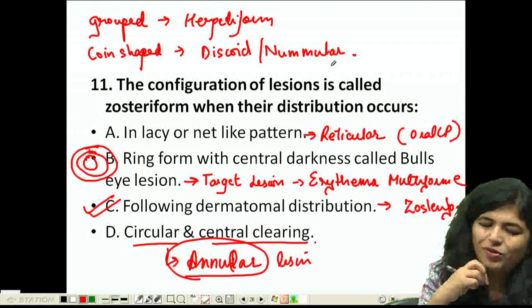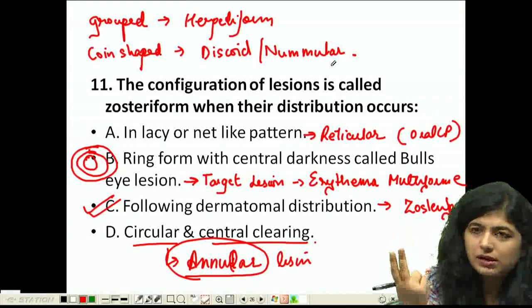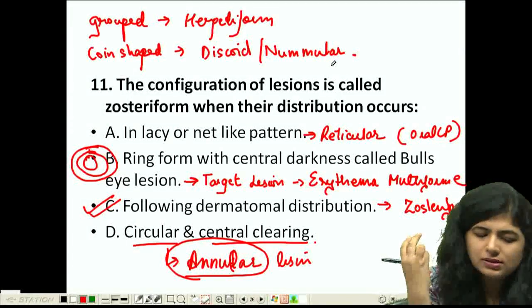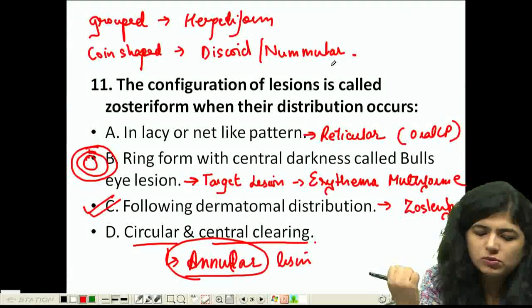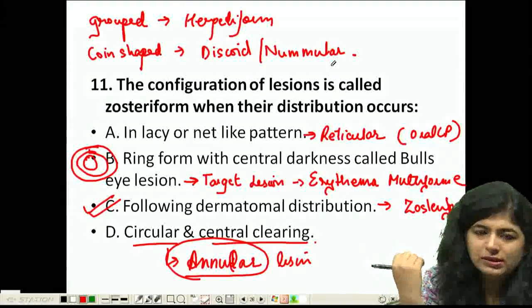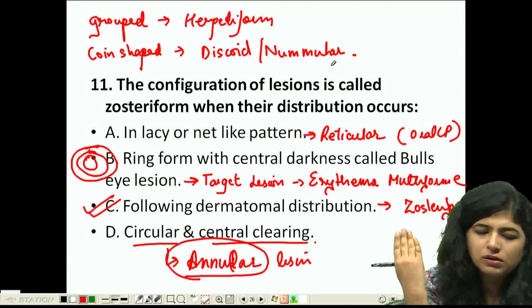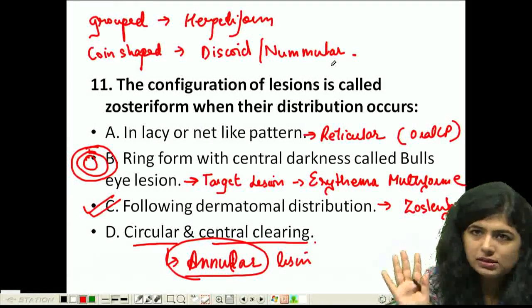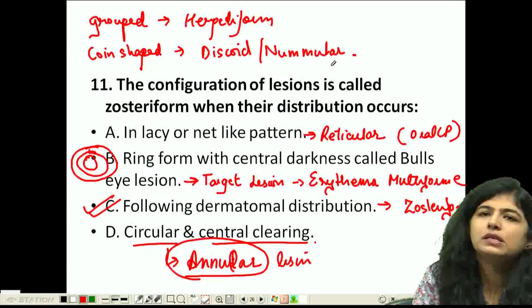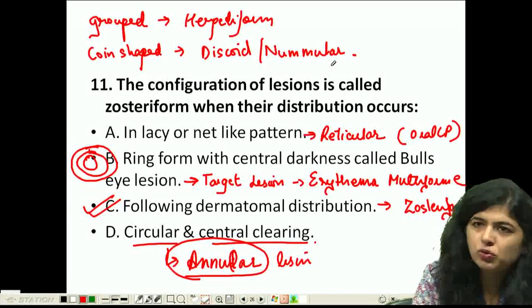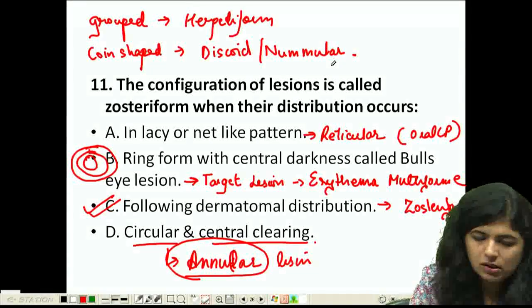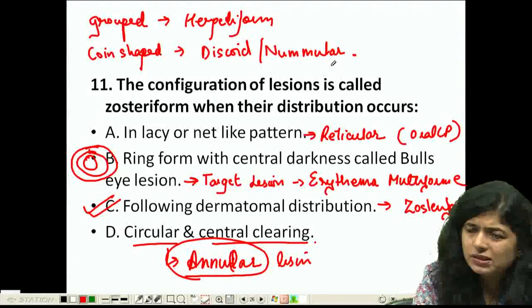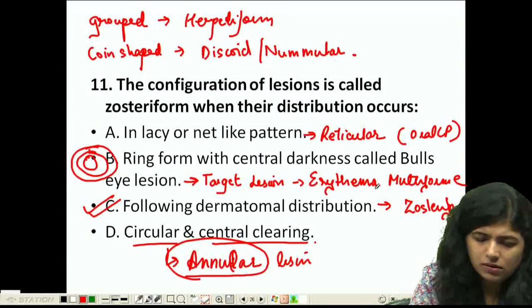So you know what a reticular lesion is, a targetoid or a bullseye lesion is, then the one that follows a dermatomal pattern, circular and central clearing, grouped, coin shaped. Clear to everyone? Very good. These are the typical morphologies, you should know them, they are asked. Not that commonly, but it's a simple one, please remember. Clear?